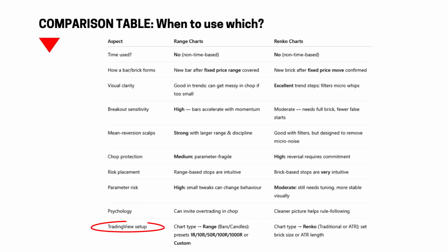And the TradingView setup that we've seen there, just to add on to the end. Chart type: range bar candles, with the presets you've got there, or custom. Chart type: Renko, traditional or ATR or percentage. You set the brick size or ATR length.